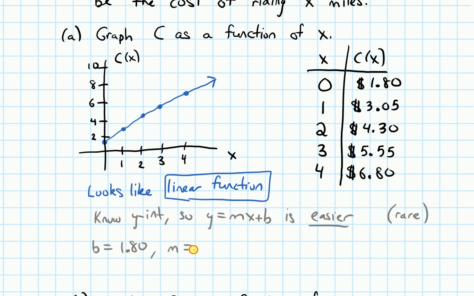And my slope is how much the y value increases when x increases by 1. So when this is 1, what is this change in y? Let me write delta y. What's my change in y? Well, that's 1.25. So my slope here is 1.25. It's how much my function changes when the x value increases by 1. All right, so that's my slope.